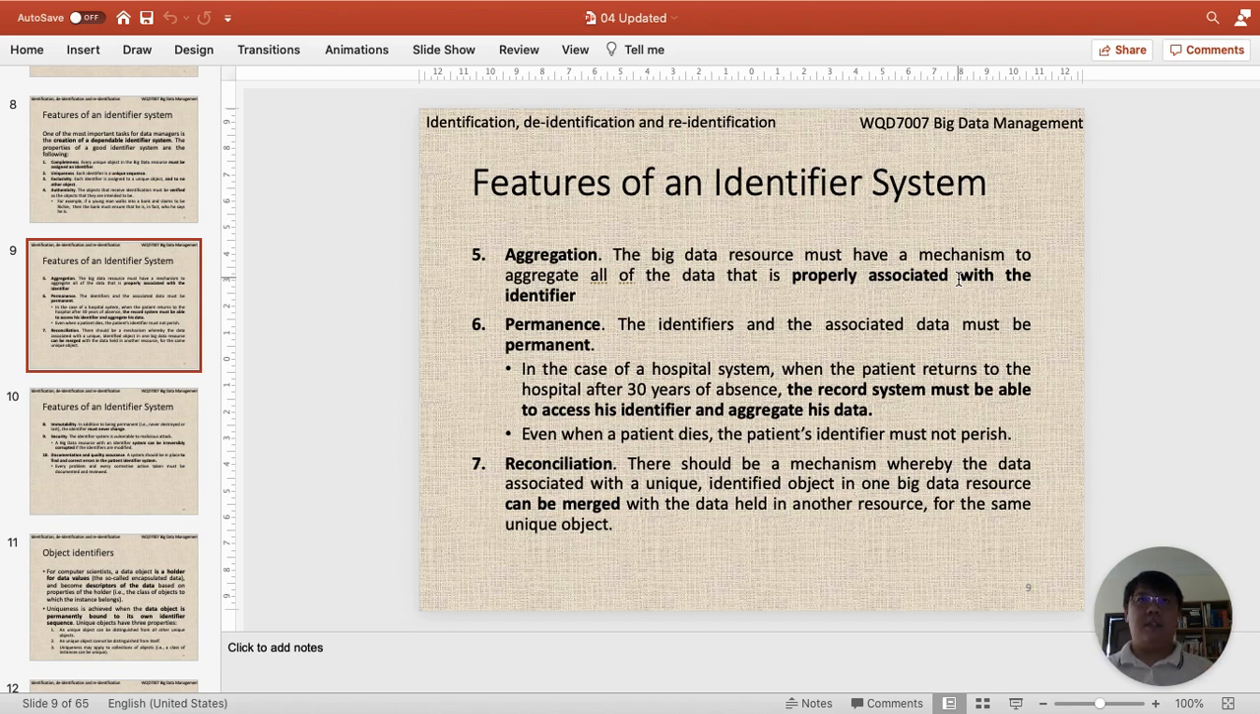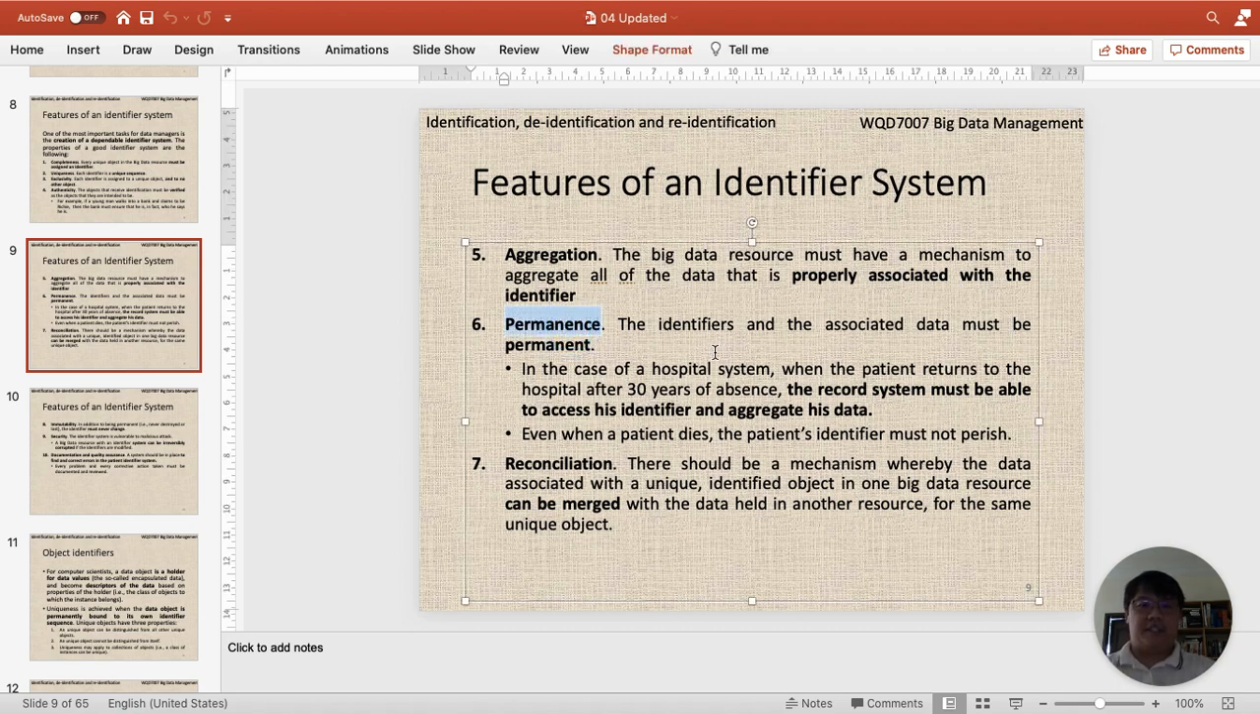So although the old IC is already so-called obsolete, it's still acceptable in government sectors because it's one of the ways to identify yourself. That's why permanence comes in. Of course, the example over here is different. It's talking about a hospital system, but in the end, it's almost the same.